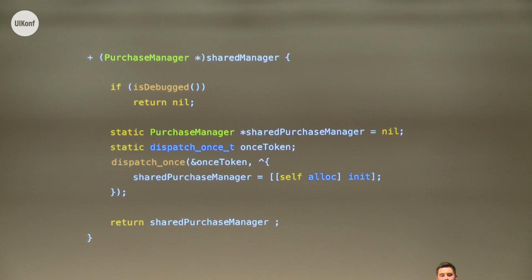This code shows how to change the object implementation in case we are being debugged. So if we are being debugged, we return nil instead of the real object. If it's okay, we return the shared purchase manager.